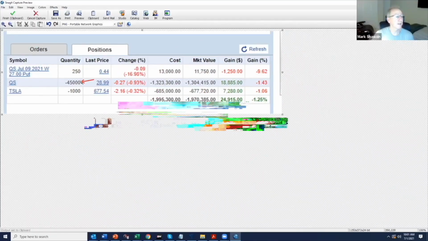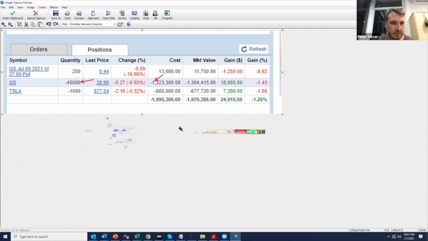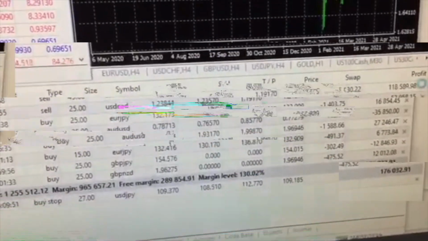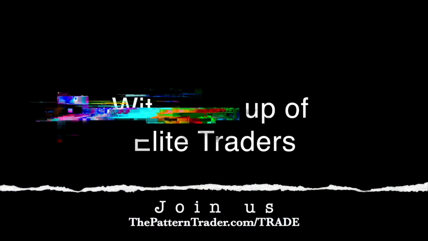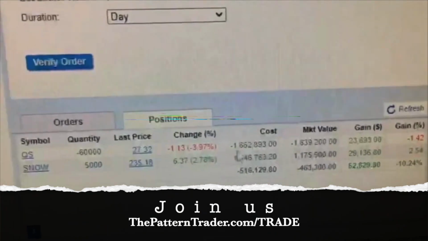You can see, yeah, 45 is $1.3 million short. So that popped out a profit of 118,000 there. But you can see how this is going crazy now. You can see how the market is just going nuts. I've got like a $1.6 million bet on this position. I'm showing right now a $23,000 gain.